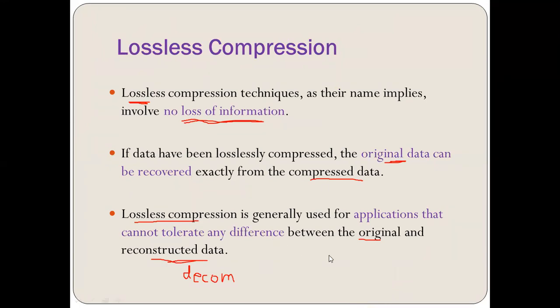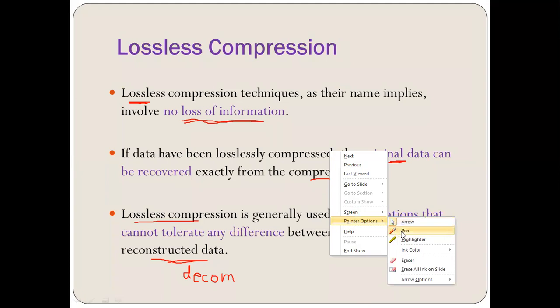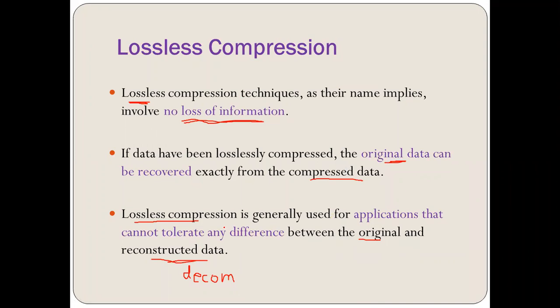So whenever there is no loss of information, what we get? We get the lossless compression. So now the question arises where we are going to use this particular lossless compression. Wherever no loss can be tolerated in the file or in the data, there we need to use the lossless compression. So we have written applications that cannot tolerate any difference between the original and the reconstructed data. There we use the lossless compression.